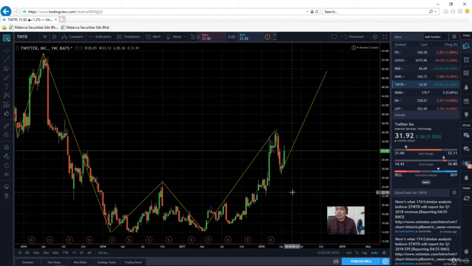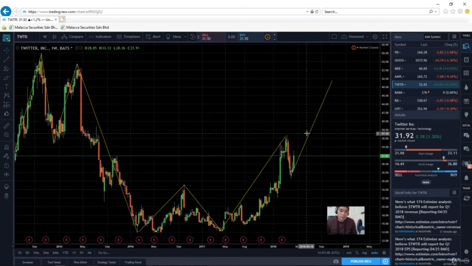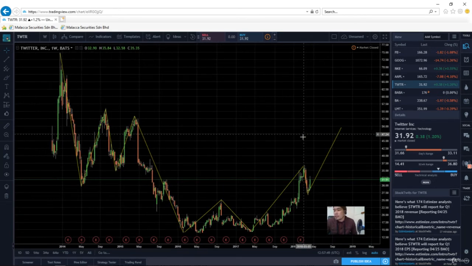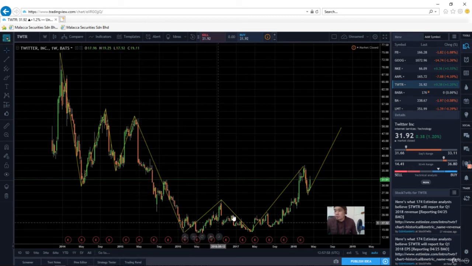So Twitter Incorporated has a high chance to go higher than the previous high at least. All right, but actually this company can go higher than that, because you can see that this is what we call a cup pattern in formation. All right, cup pattern in formation. So this is where you want to buy.